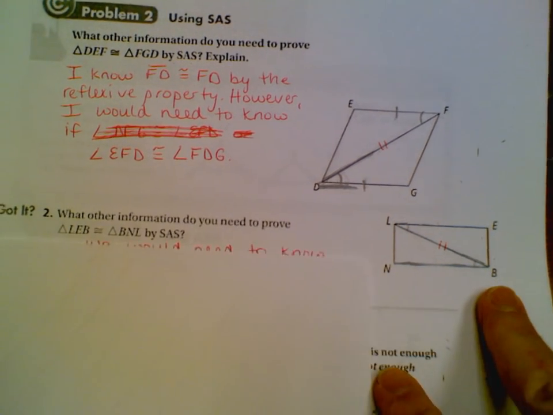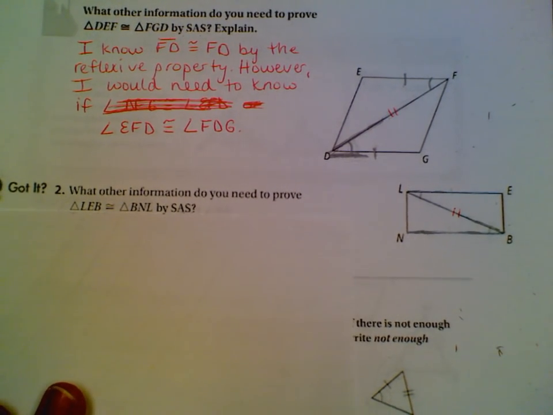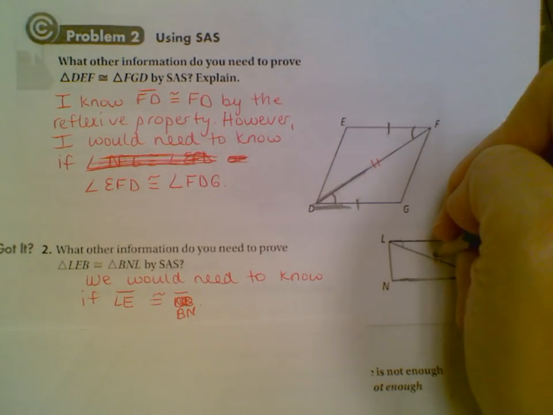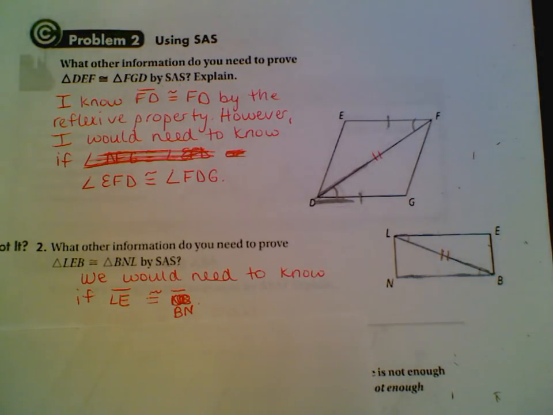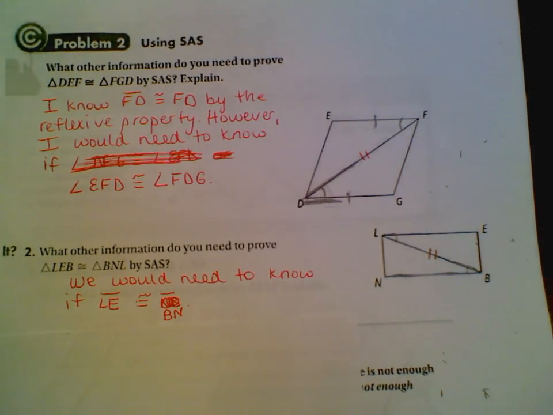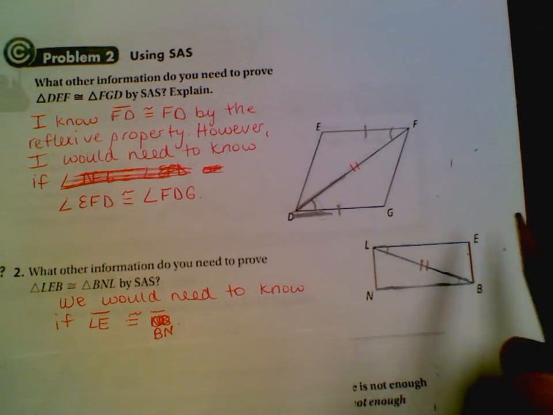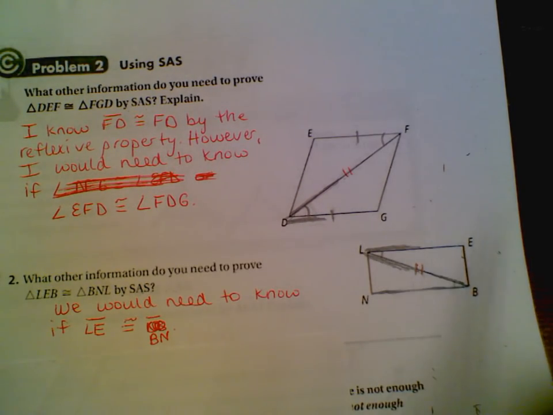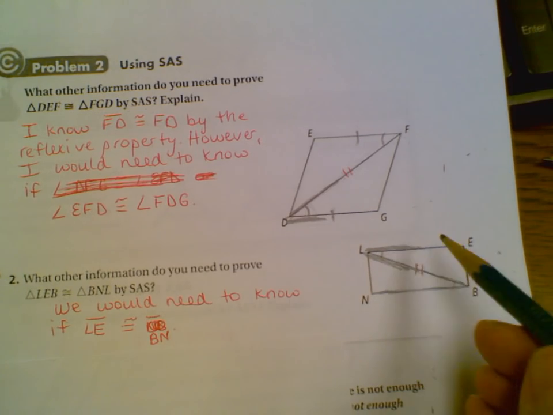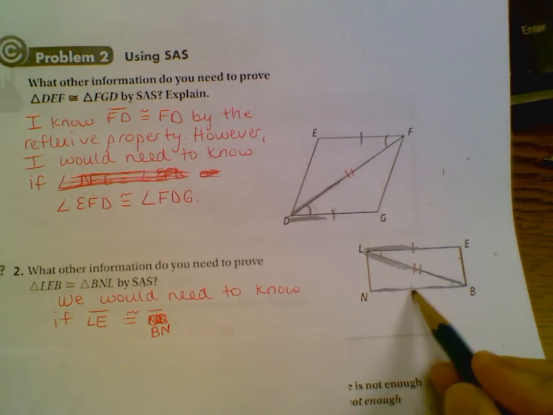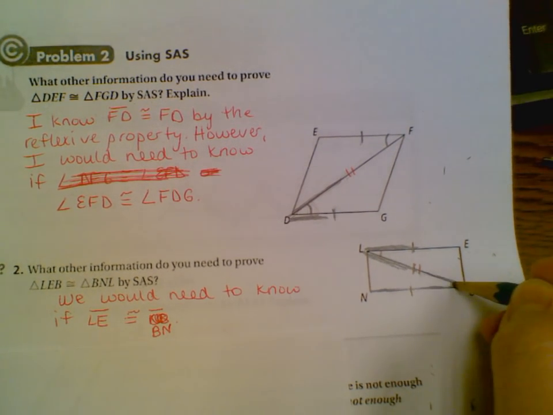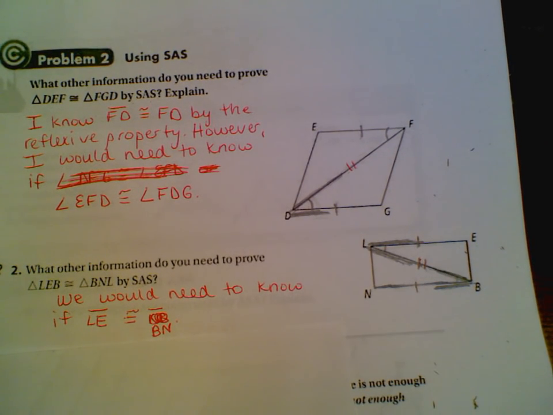So in the got it question, it says, what other information do we need to prove these triangles are congruent? Again, I know that LB is congruent to itself because of the reflexive property, and they tell me again that this angle is congruent to this angle. So if I highlight my rays of the included angle, that means that I would need LE to be congruent to NB in order to use side angle side. So again, if you're having troubles finding those, make sure you highlight those rays of the angle and make sure that we've marked both of those as being congruent.